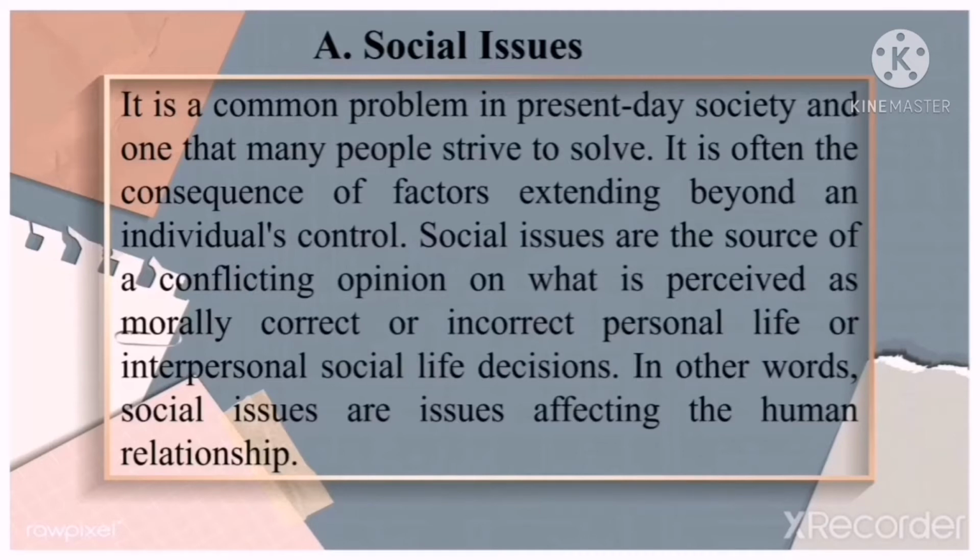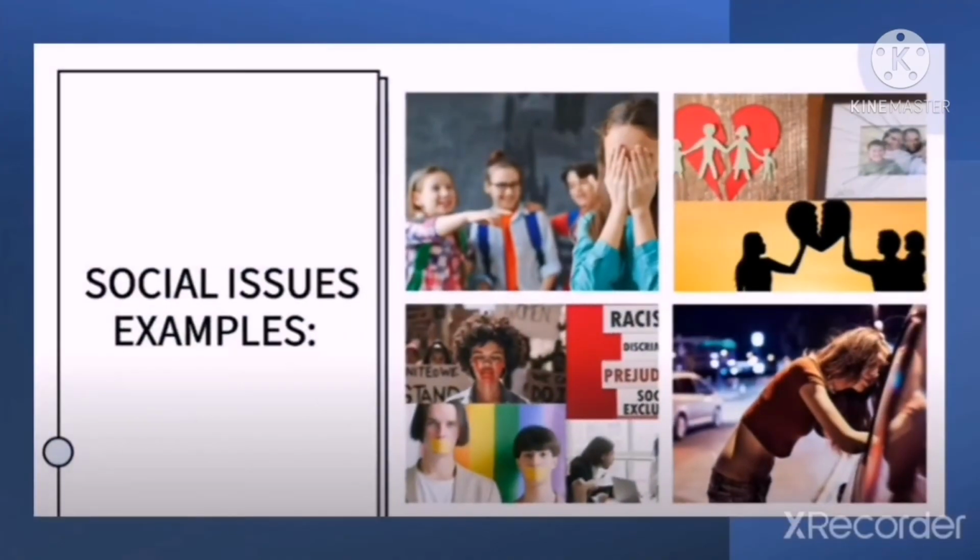Social issues are the source of a conflicting opinion on what is perceived as morally correct or incorrect personal life or interpersonal social life decisions. In other words, social issues are issues affecting the human relationship. These are some of the examples of social issues: different forms of discrimination, bullying, broken family, sabotage, peace and order, prostitution, and drug abuse.